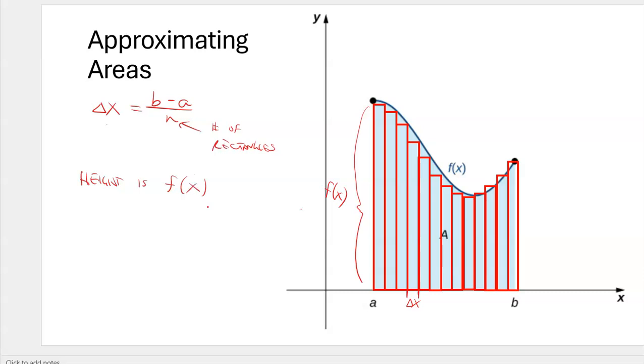Now here's the thing though. Each height is different, so I can't just call it f of x. I need to call it f of x sub I. This sub I is telling us which rectangle we are dealing with. This I is going to be filled in with certain numbers, telling us which rectangle in my stack we're actually talking about.